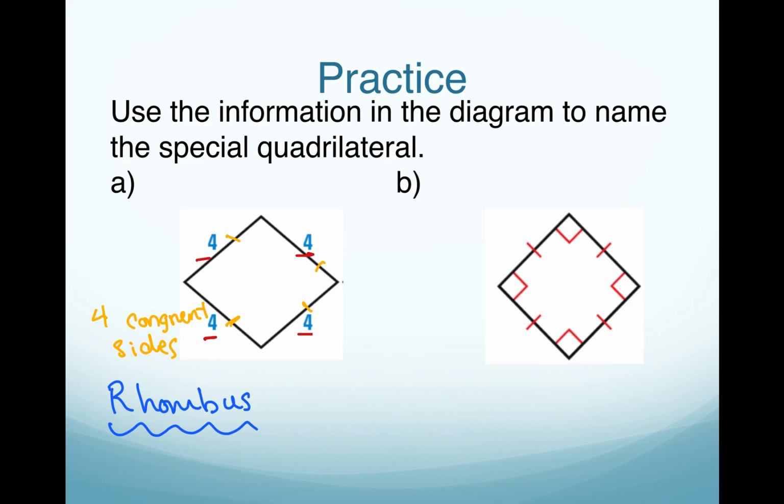Squares also have 4 congruent sides, but because we don't know if the angles are congruent or not, all we can say is that this is a rhombus.